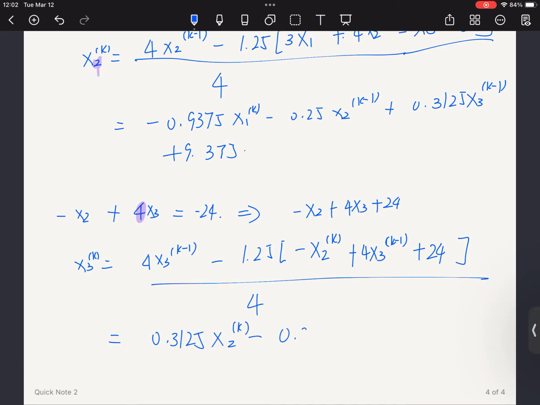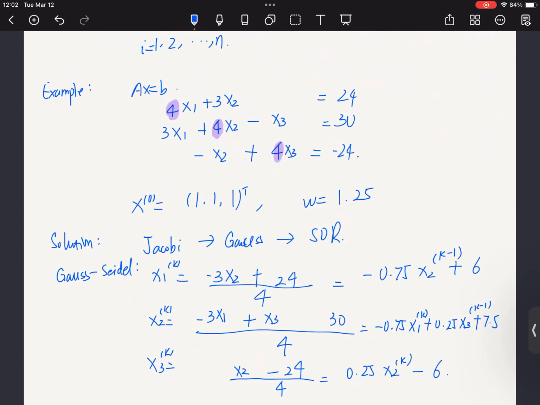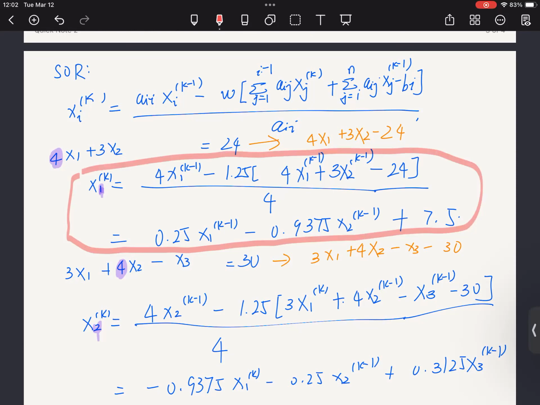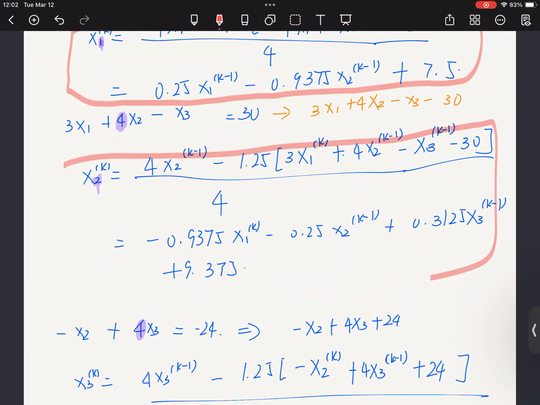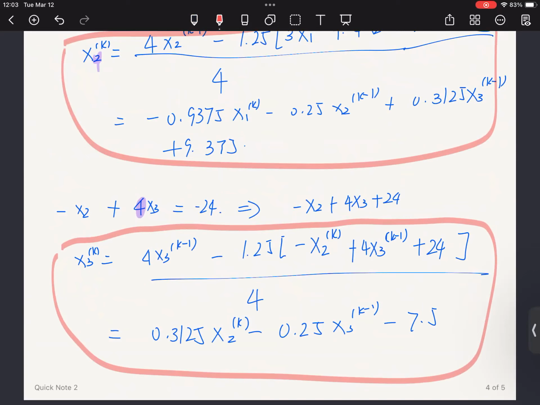x2^k, and then subtract the 0.25 x3^(k-1), and then minus the 7.5. And that's the thing. This is how we update the components 1, 2, 3. And then I will skip the iteration here. You already get the initial solution, the initial guess, and then you will put this initial guess into the formulas we have here. You can use the calculator or computer to do the calculations. We just put the initial guess into the updating rule to update the x1, x2, x3 components.